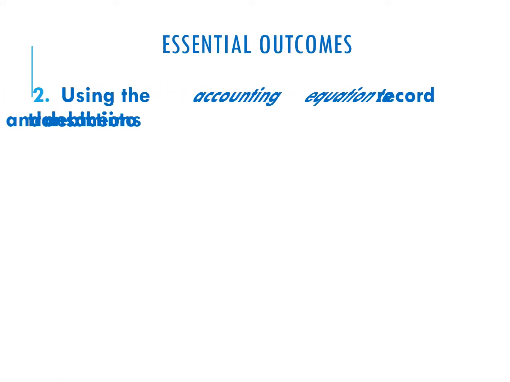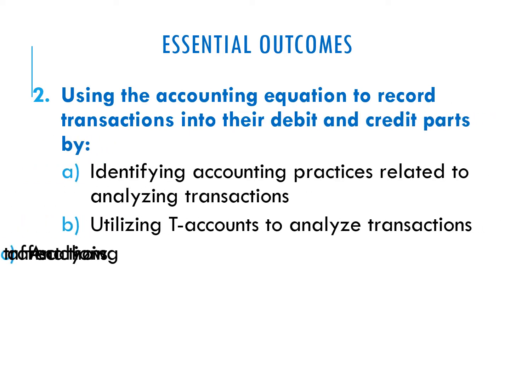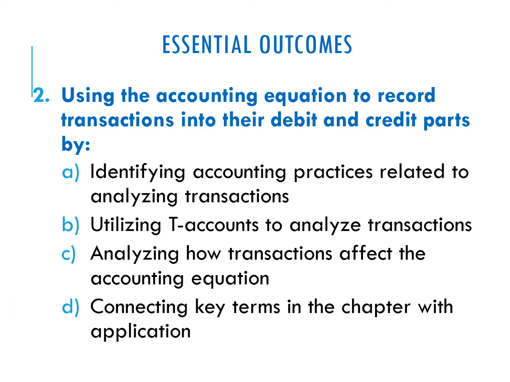The essential outcomes for Chapter 2. You will be able to use the accounting equation to record transactions into their debit and credit parts. A. Identifying accounting practices related to analyzing transactions. B. Utilizing T accounts to analyze transactions. C. Analyzing how transactions affect the accounting equation. D. Connecting your key terms in the chapter with application.